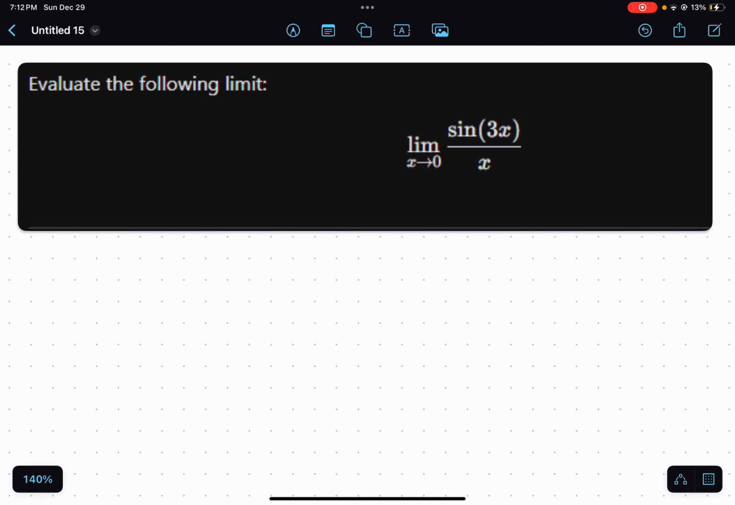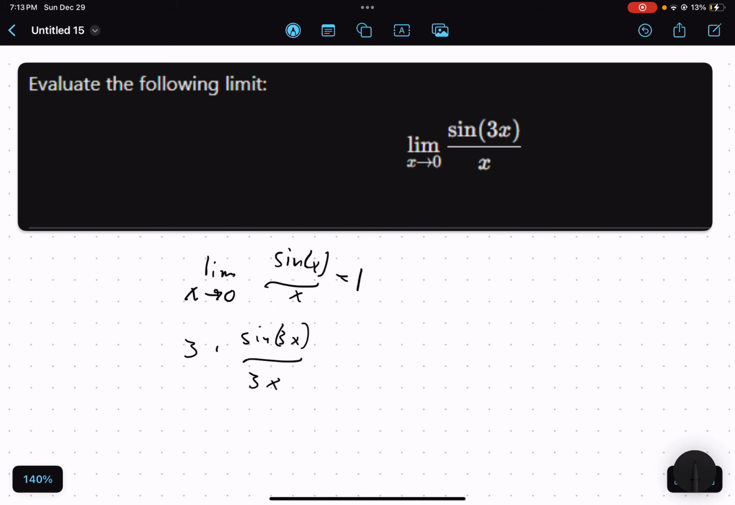So the standard trigonometric limit is: the limit as x approaches 0 of sine of x over x equals 1. So in this case, since we can't just set sine 3x over x equal to 1 immediately, we have to rewrite the expression to show our work. We want to factor out the 3 from sine 3x. And when you factor out the 3 from sine 3x, you multiply, right? So 3 times sine 3x over 3x. So it goes in both places.